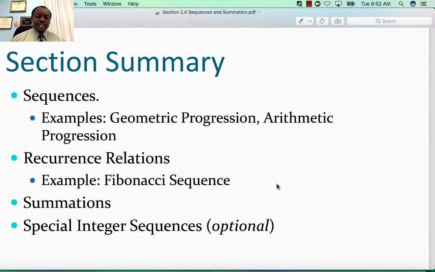Section Learning Objectives. Number 1, sequences. We will look at geometric progression or GP, and arithmetic progression or AP. Then we shall look at recurrence relations, especially the Fibonacci sequence. Then we shall touch summations, probably in part 2 of this lecture, and then look at some special integer sequences.